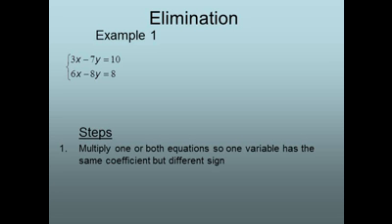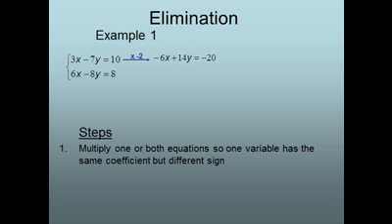Just by looking at that, we can see it's probably going to be easier to make my x's have the same number because I can multiply this top equation by a 2, which would give me the 6, but we want them to have different signs, so we're going to multiply the top equation by negative 2. When I multiply it by negative 2, that top equation becomes negative 6x plus 14y, because negative 7 times negative 2 is positive 14, equals negative 20.